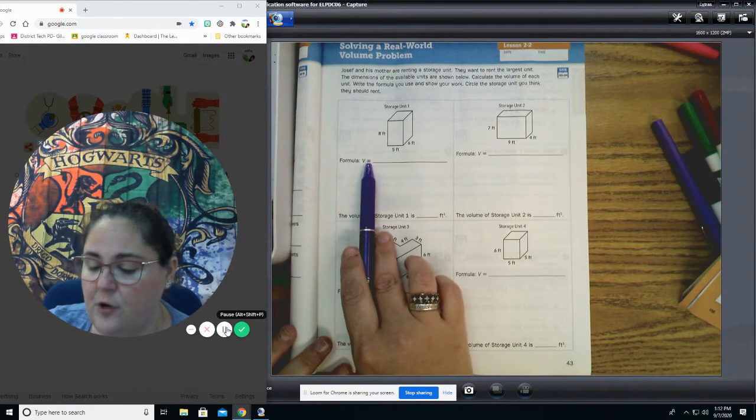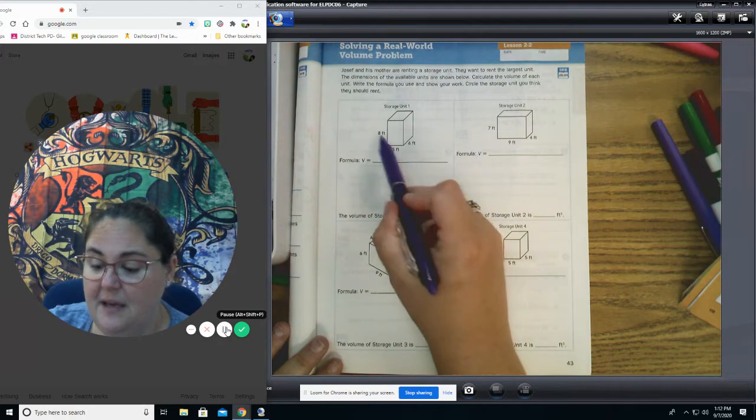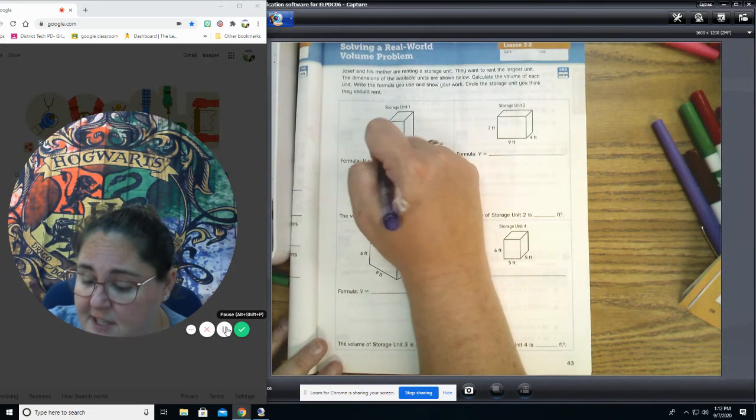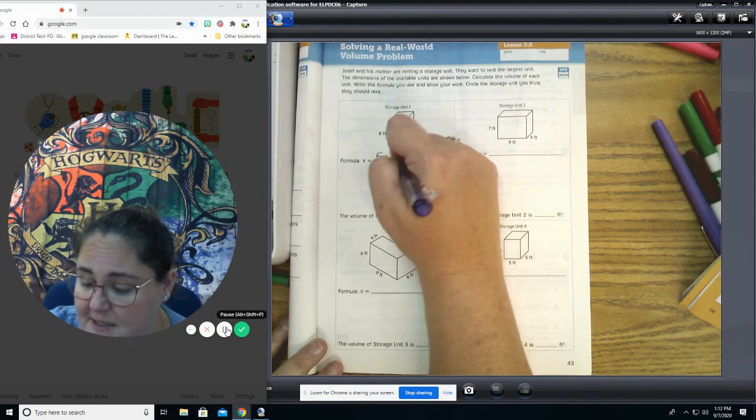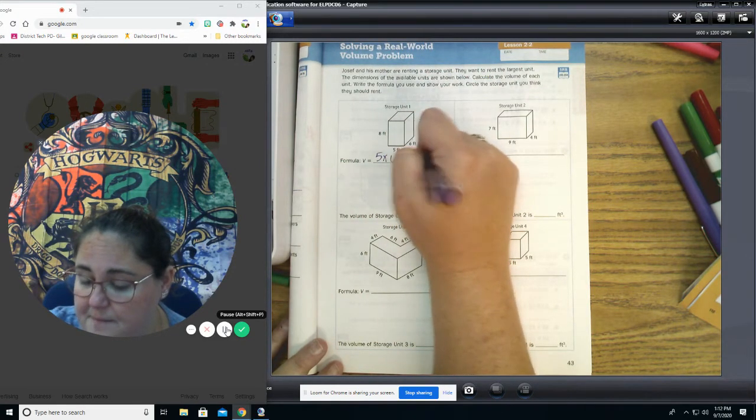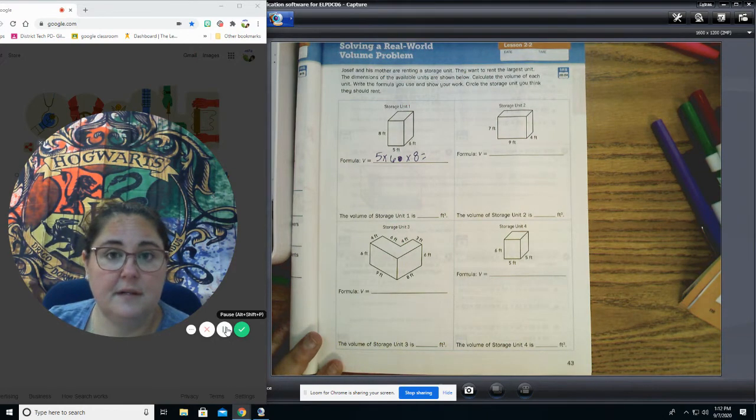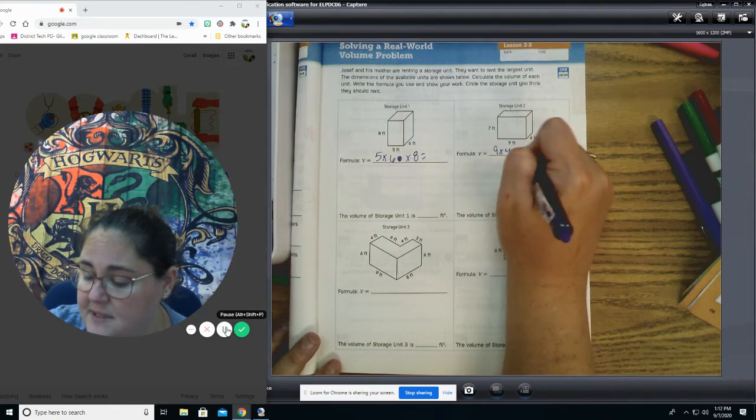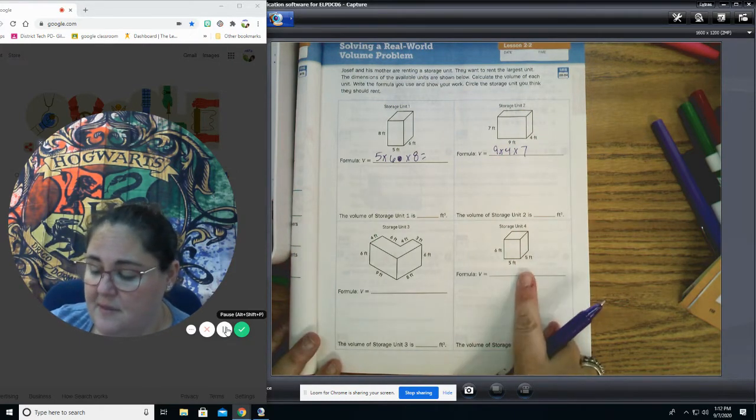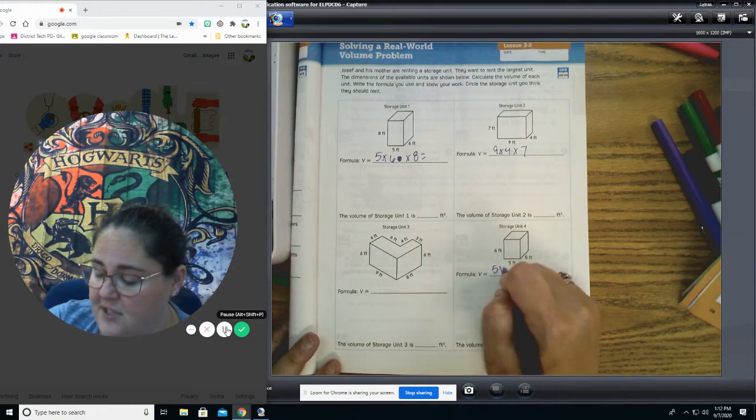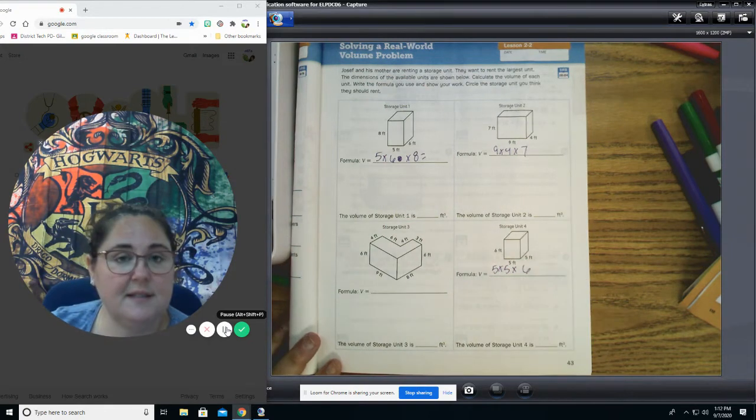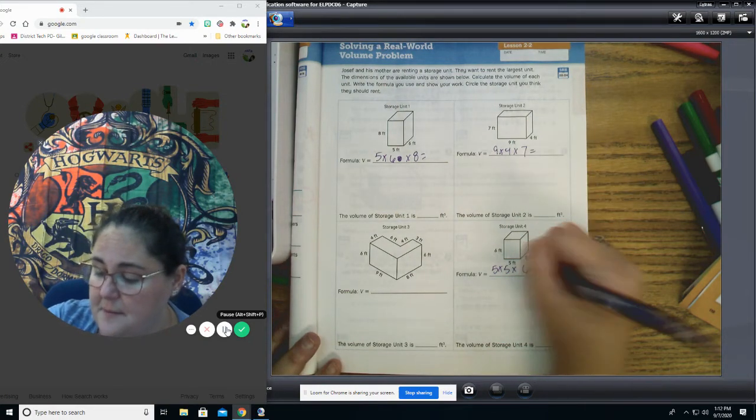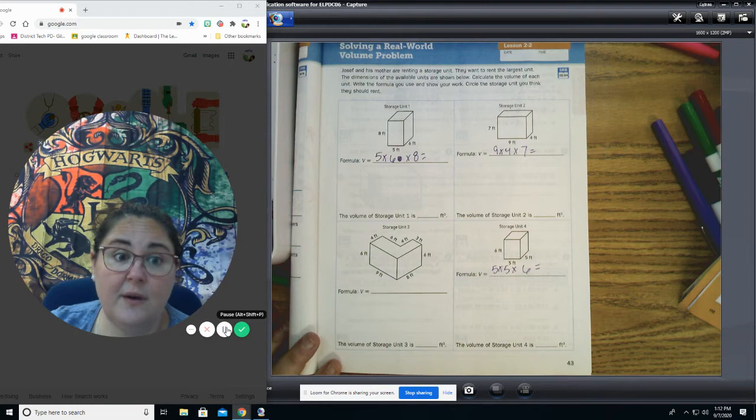So first of all, your formula. This one is super easy because I know I have a length, a width, and a height. So my formula is going to be 5 times 6 times 8. Same thing here, a length, a width, and a height: 9 times 4 times 7. Same thing here, length, width, and height: 5 times 5 times 6. These are super easy. I can find my volume formula rather quickly.